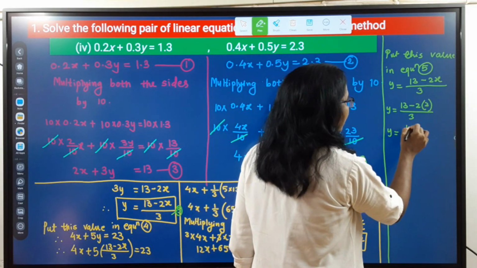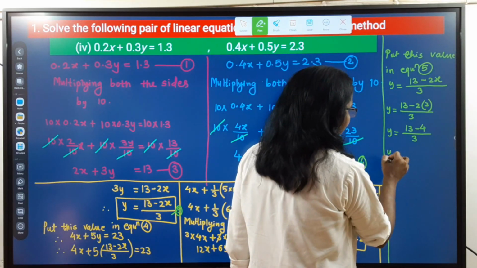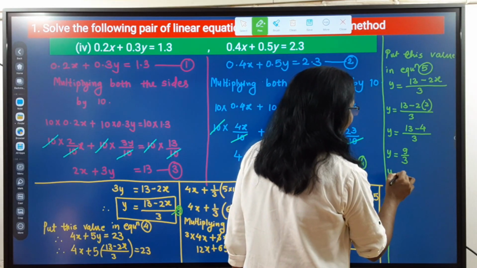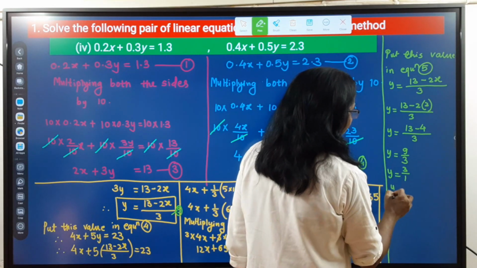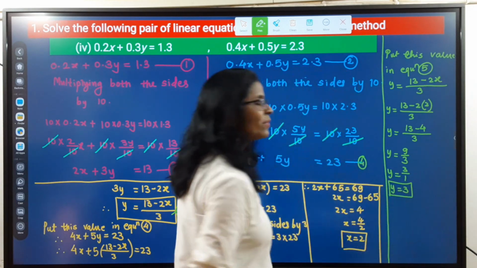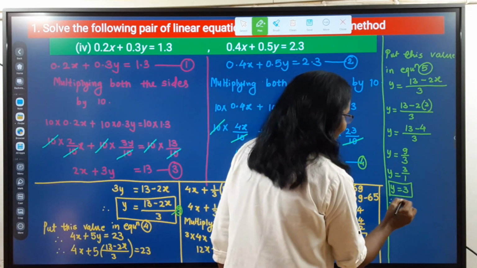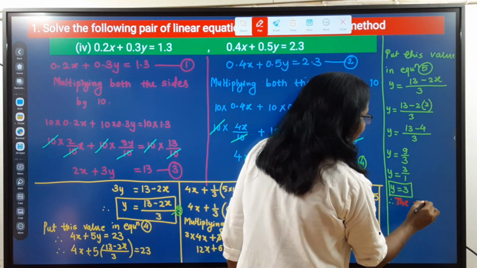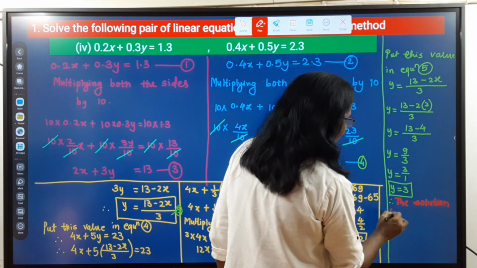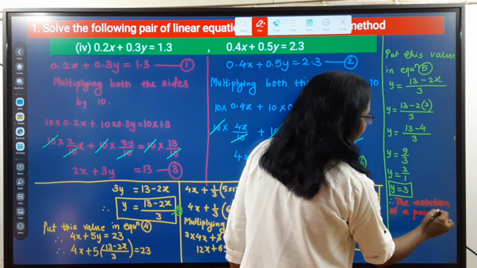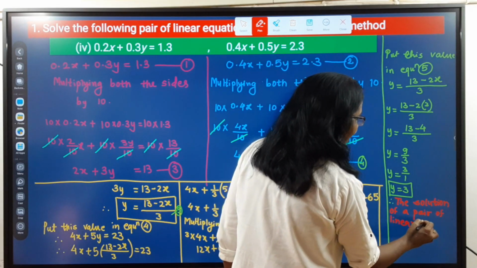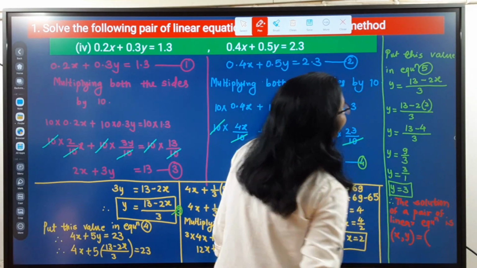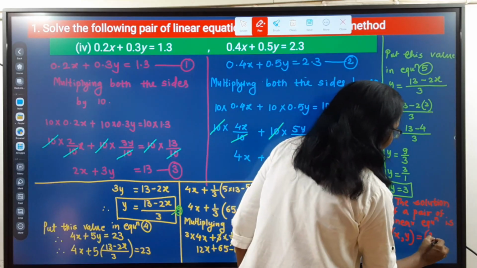So y is equal to 13 minus 4 divided by 3. So that means here y is equal to 13 minus 4, so that means 9 upon 3. So y is equal to, 3 ones are 3, 3 threes are 9. So y is equal to 3. 3 upon 1 means y is equal to 3. Now here, students, the solution. Therefore we say that the solution of a pair of linear equations is x, y is equal to 2, 3.